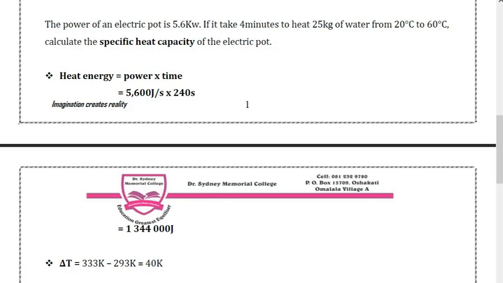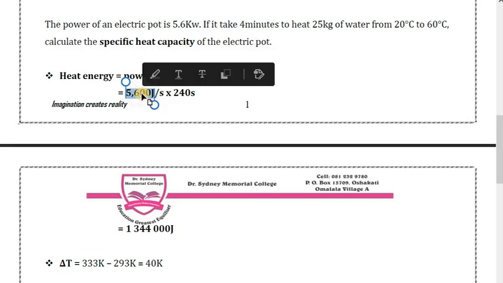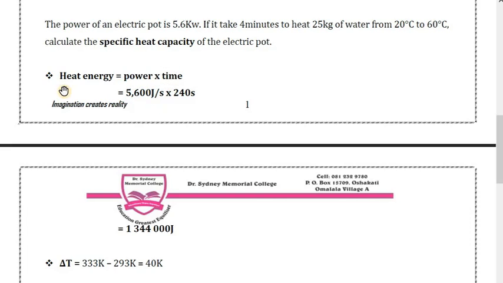And remember that power is effectively the rate at which work is done. And the unit for work done is joules, because that's energy, right? So power is work done per second. That's the rate at which work is done. So that's your energy per second. So this becomes 5,600 watts, which is the same as 5,600 joules per second.